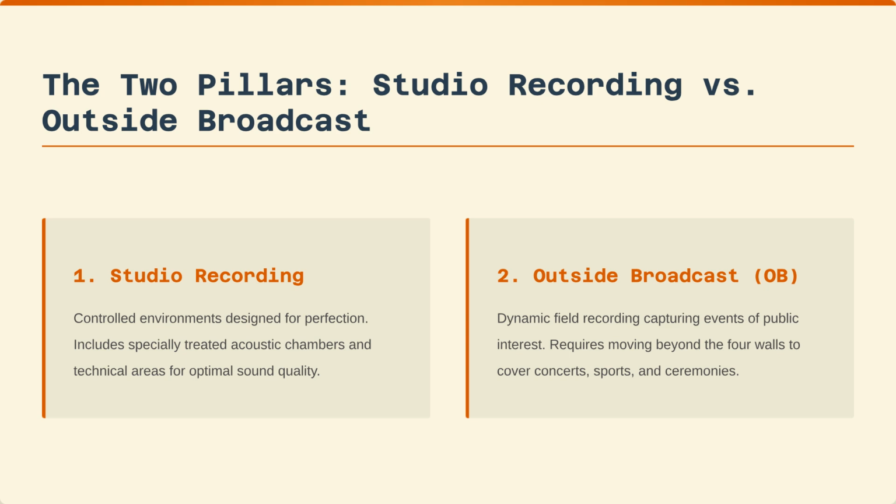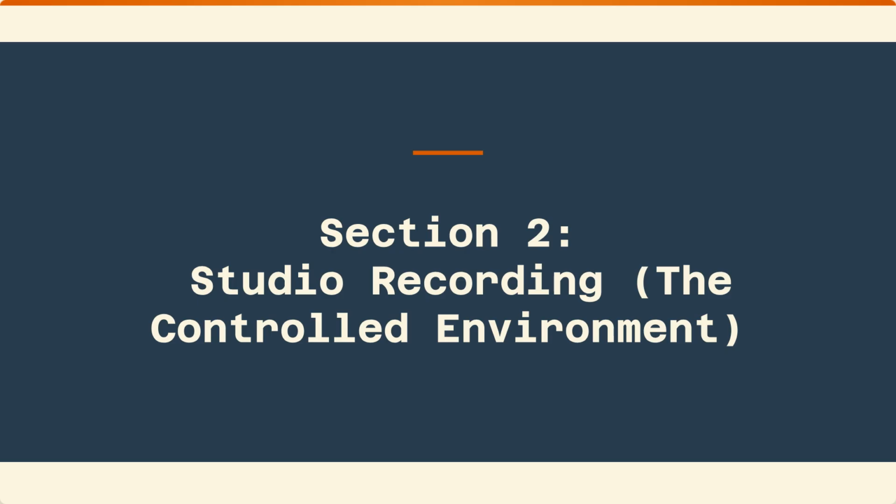Radio recording techniques fall into two main pillars: studio recording, which uses controlled environments, and outside broadcast, for dynamic field recording of public events. Now let's move to Section 2, where we focus on studio recording, the controlled environment.